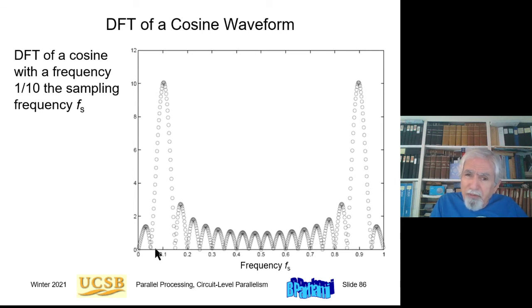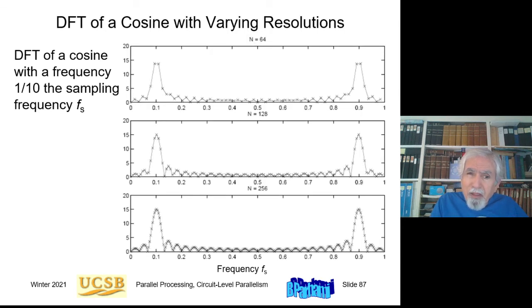And then this reveals large components at the 1.1 frequency and 0.9 frequency, and smaller ones at other places. This is more of the same with a different number of inputs, from 64 to 256.